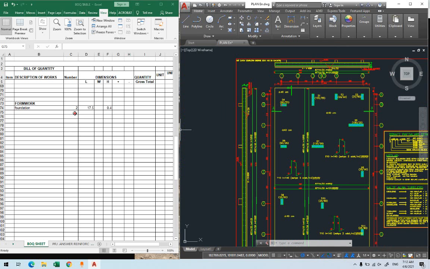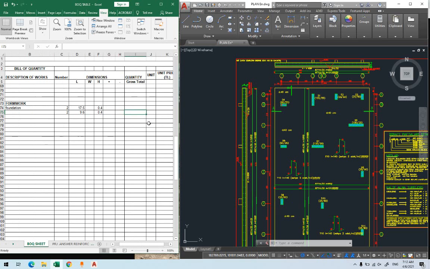The other side I have 2 times 9.6, which is this distance here. This is 9.6. The 2 means the other side as well. The same thickness we have, 0.4. So remember here, when we're calculating formwork, the unit will be meter square.